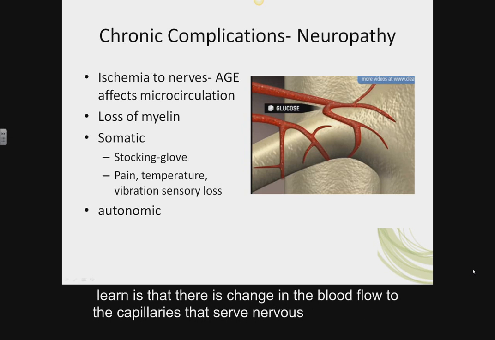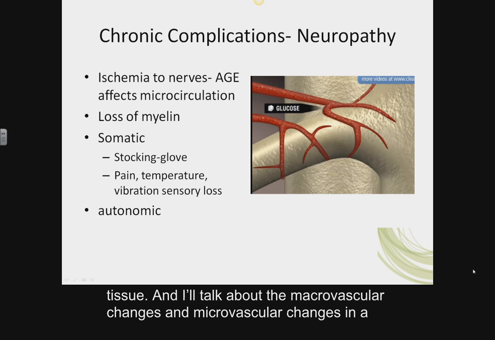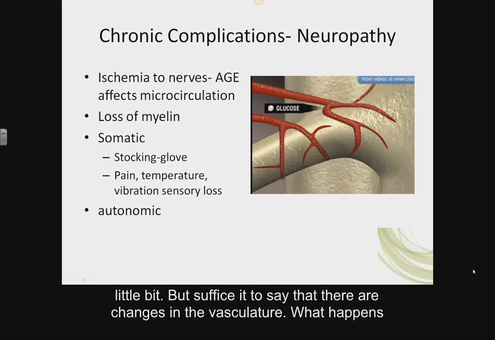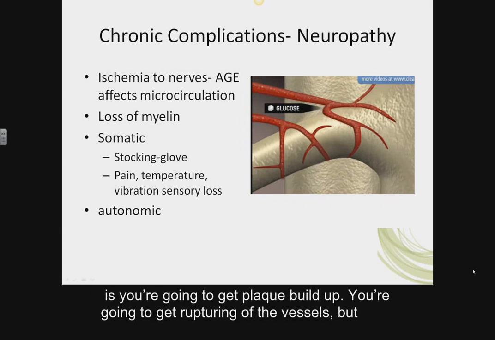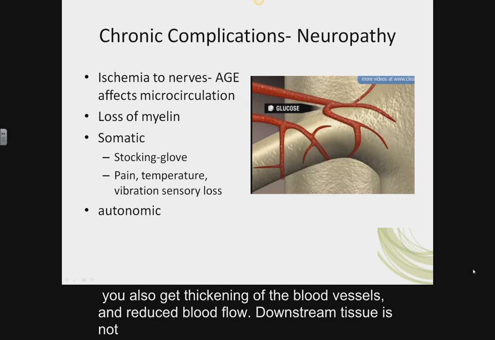What you learn is that there is a change in the blood flow to the capillaries that serve nervous tissue. And I'll talk about the macrovascular changes and microvascular changes in a little bit. But suffice it to say that there are changes in the vasculature. What happens is you're going to get plaque buildup, you're going to get rupturing of the vessels, but you're also going to get thickening of the blood vessels and reduced blood flow.